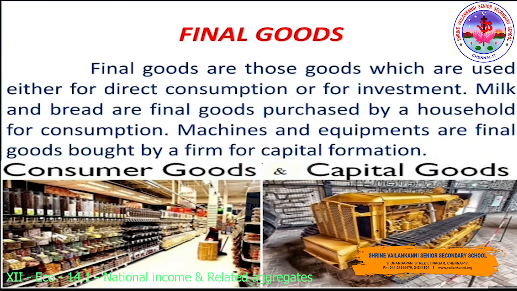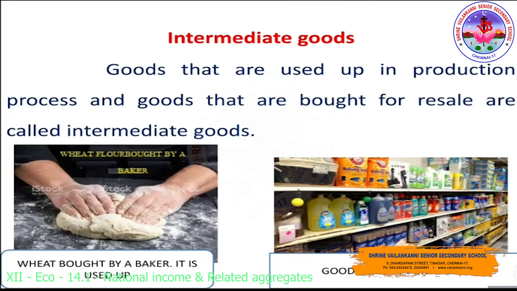Now, let's move on to final goods and intermediate goods. What is meant by final goods? Final goods are those goods which are used either for direct consumption or for investment. Milk and butter are final goods purchased by a household for consumption. Machines and equipment are final goods bought by a firm for capital formation. Intermediate goods: goods that are used up in the production process and goods that are bought for resale are called intermediate goods.